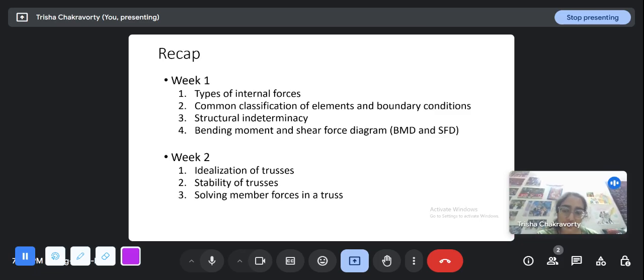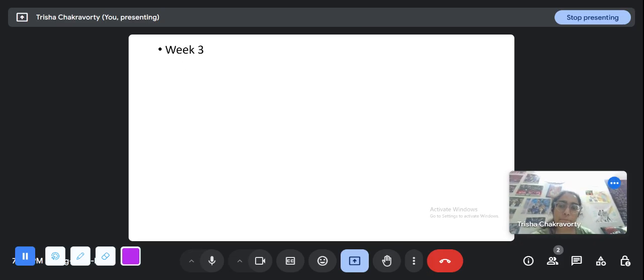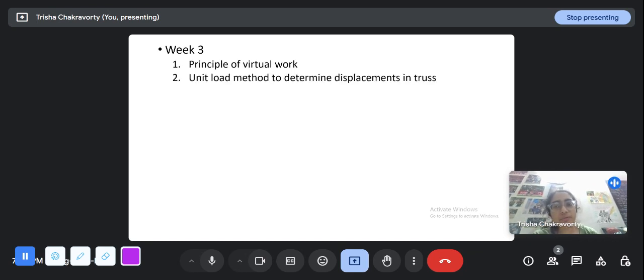And then we looked at how to solve the member forces in a truss by two methods: method of joints and method of sections. In week 3, we looked at the principle of virtual work, the unit load method to determine displacements in trusses. So in week 2 we saw how to find the member forces, and if we divide the member force by area, we will get the member stresses in each of the members. And here we saw how to find the displacement at every node of the truss.